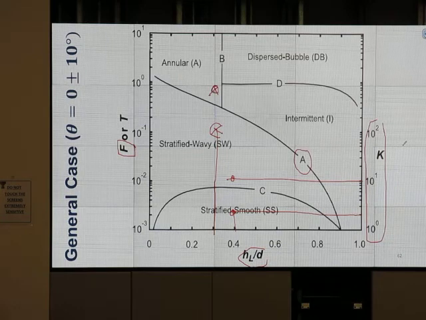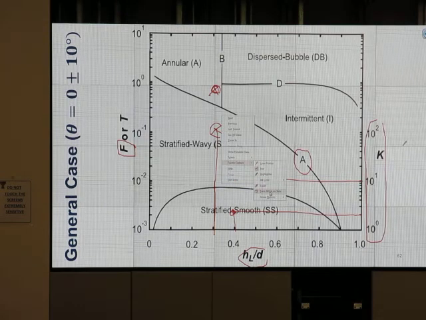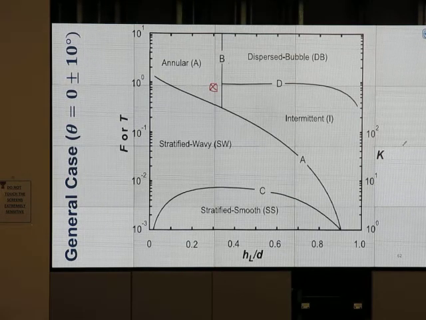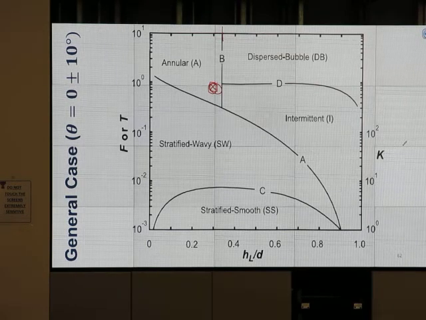So if my point is over there, this means it's not stratified flow, right? When I plot F versus HL tilde, if my point is over there, this means it's not stratified flow. Then I check transition B based on HL tilde. So that point is annular flow. Done.